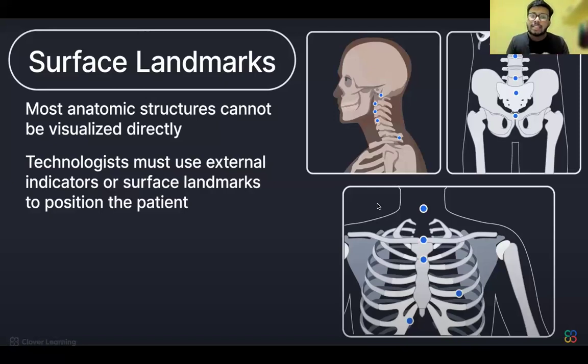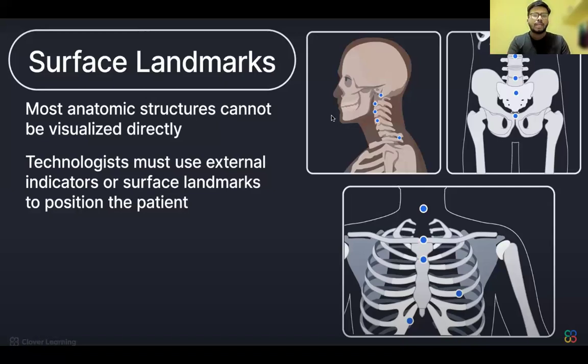Most anatomical structures cannot be visualized directly. We cannot visualize all anatomical structures, especially the vertebral levels. So technologists must use external indicators or surface landmarks to position the patient. In this session, we are going to discuss the surface landmarks or external indicators in the cervical area, thoracic area, and lumbar pelvic area.